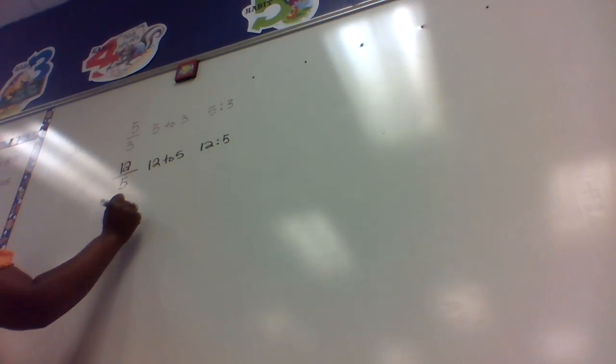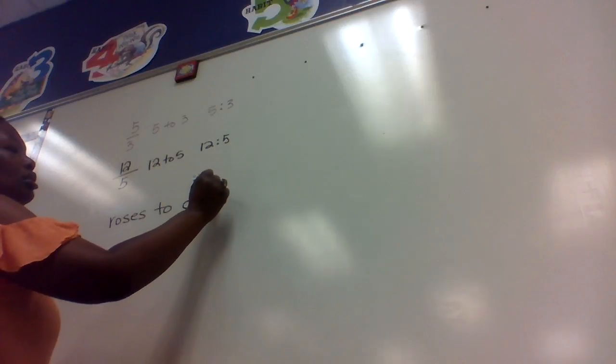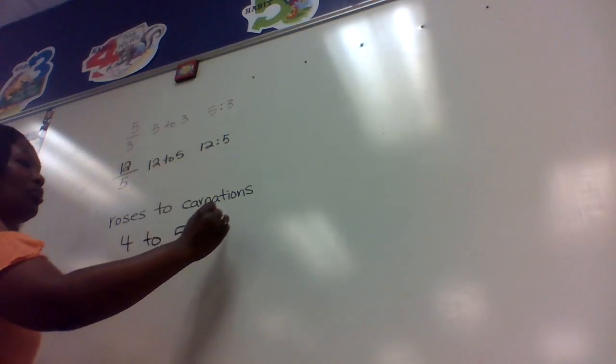So what can we write? Give me a ratio we can write. Name a ratio that we can write that compares those parts. 4 roses to what? Carnations. Now, how many roses do we have? 4 roses. How many carnations? 5. And it says write it in 2 ways.